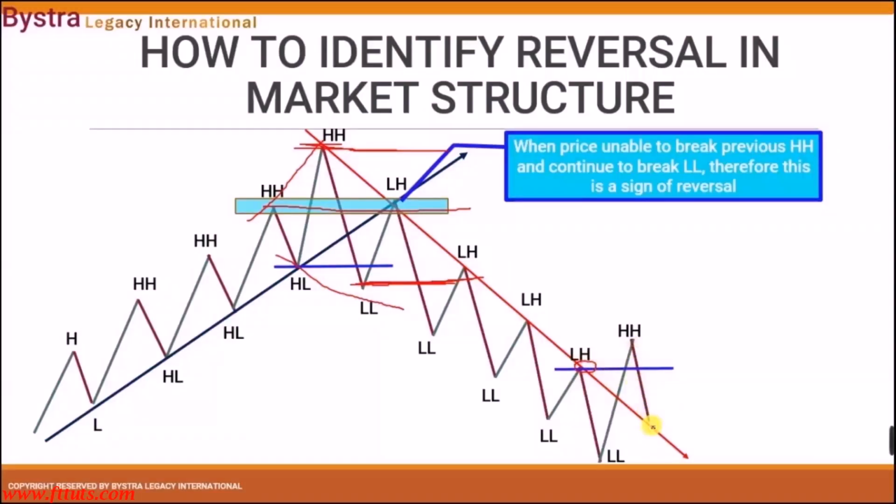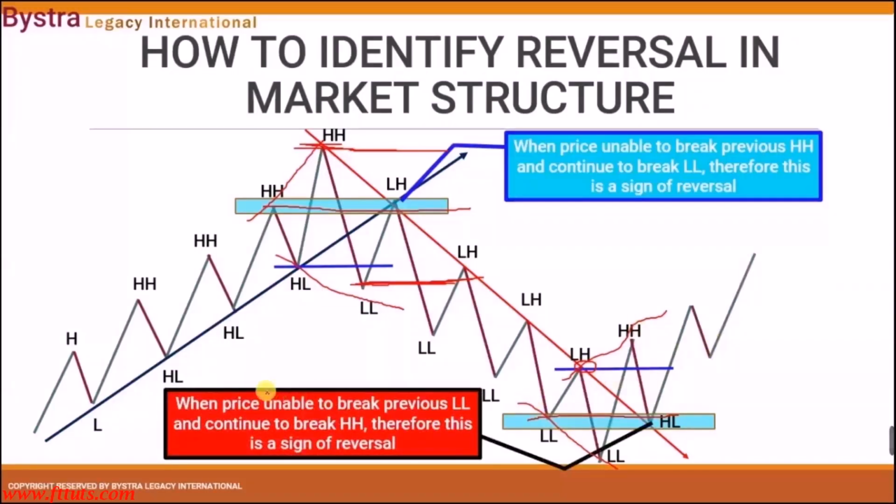Price comes back down to test this new trend line that it broke and continues to go upwards. As we can see here, price has created a new higher low, and at the same time this is a QM. We have the over and under, left shoulder. At the same time we have this low, high, lower low, higher high. Price comes back to test this left shoulder and continues in an uptrend. So when the price is unable to break the previous lower low and continues to break this higher high, therefore this is the sign of reversal.